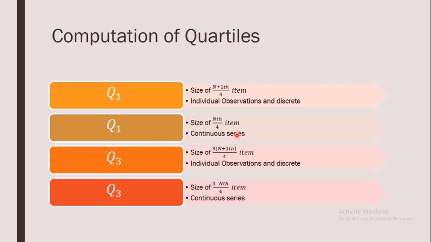In a continuous series, the formula is the size of the n by 4th item. See the difference: for discrete or individual observations it was (n plus 1) by 4th item, and here it is n by 4th item. In the case of Q3, it is 3 by 4 into (n plus 1)th item for individual observations and discrete series, and for a continuous series, 3 by 4 into nth item.